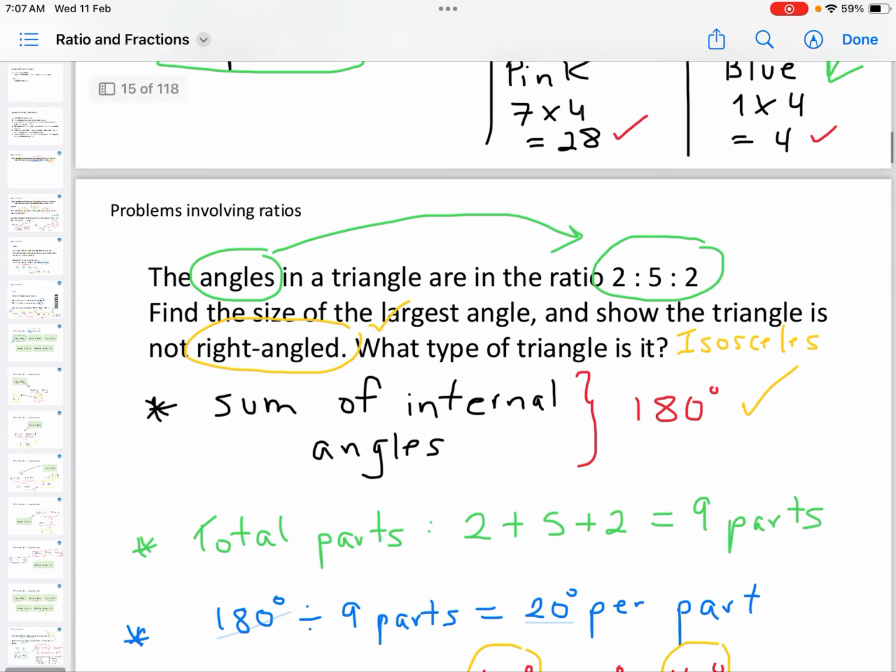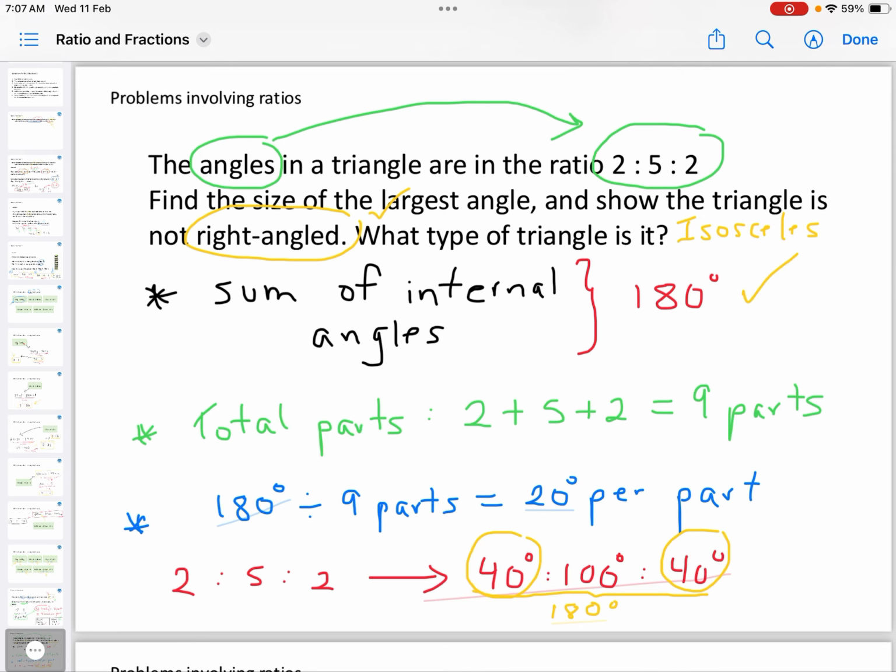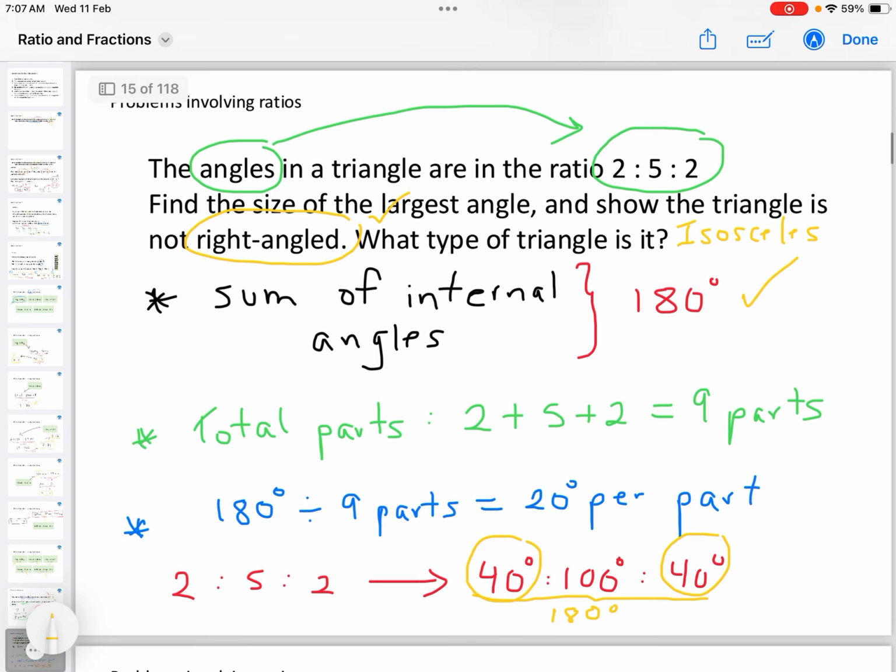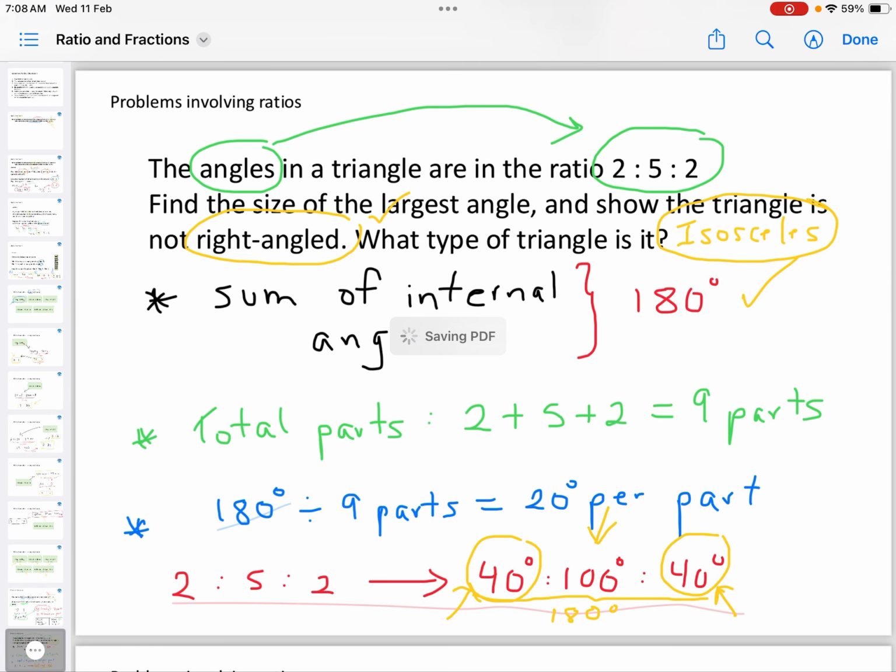The next one was about the angles on a triangle. So the angles were in the ratio 2, 5, 2, and we realized that each part had a size of 20 degrees. So one angle was 40, the other angle was 100, and the other one was 40. And we checked that 40 plus 100 plus 40 is 180, and that if the triangle has 2 angles with the same size, we call that triangle an isosceles triangle. This was also one that was solved previously on video number 2.